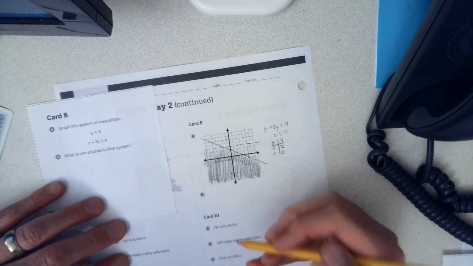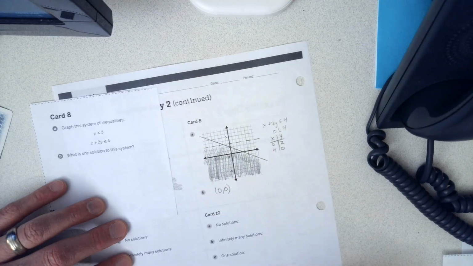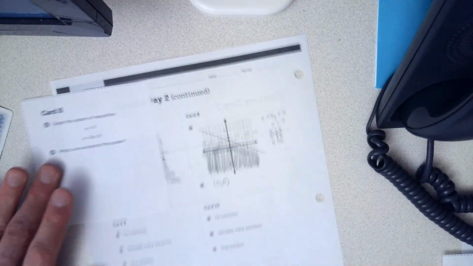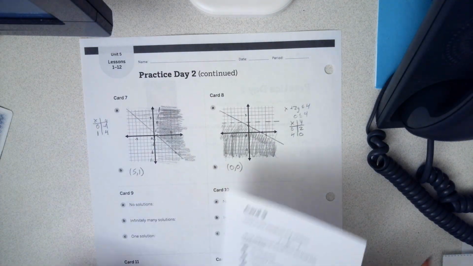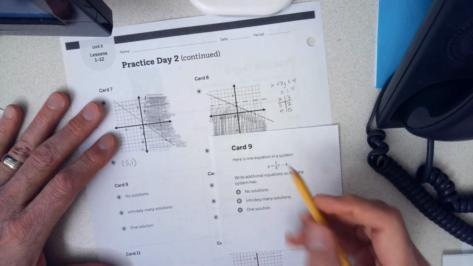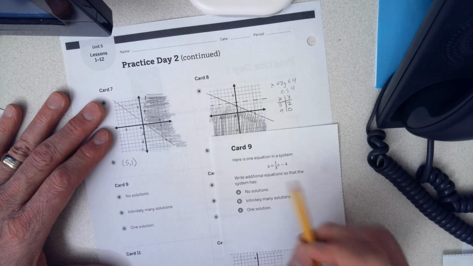What is one solution to that system? 0, 0 is a solution to that system. Okay, that's a point that got shaded twice. There's a bunch of other points, obviously, that got shaded twice there. Okay, card 9. Here is one equation in a system. Write an additional equation so that the system has no solutions.